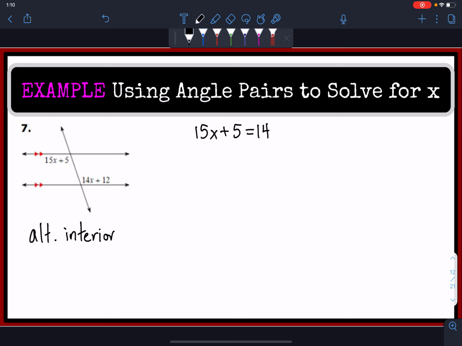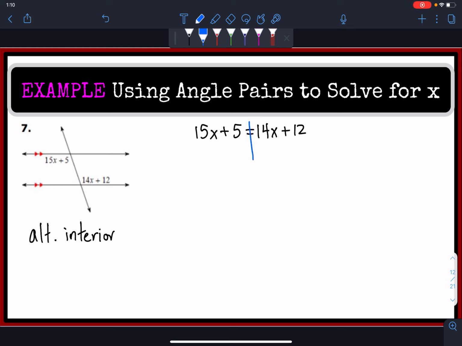That's exactly why they're both obtuse. They're both obtuse because of that, because they're alternate interior angles. So setting them equal to each other, we can then figure out the value of x.